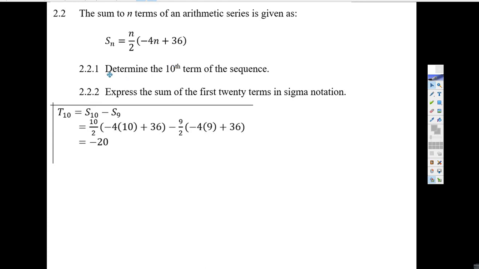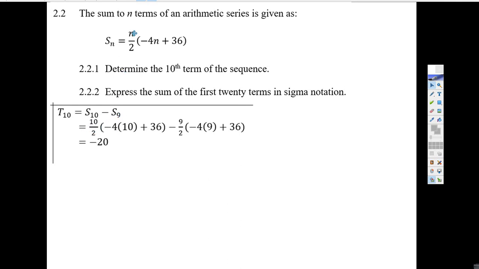Well, they say determine the 10th term. They want just one term. Well, there's this trick that's used again and again and again. If you take the sum of 10 terms, all added up, and you subtract the sum of 9 terms, all added up, you'll get the 10th term. So that's an important trick. If you want to find the 25th term, you take the sum of 25 things and subtract the sum of 24 things. It's a trick that's used often, and they just used it right here.